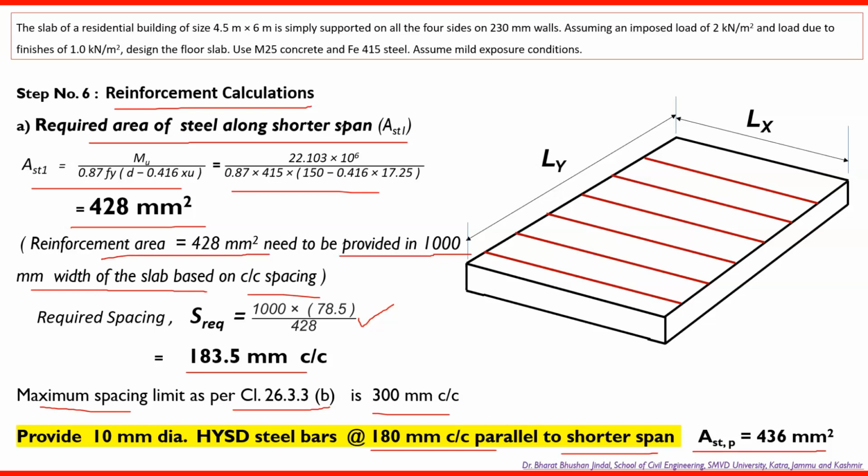Another thing we have to keep in mind is that first of all we will be providing steel parallel to the shorter span. Then the steel required along the longer span will be provided above the steel which we have provided here in the red bars, that is along the shorter span.